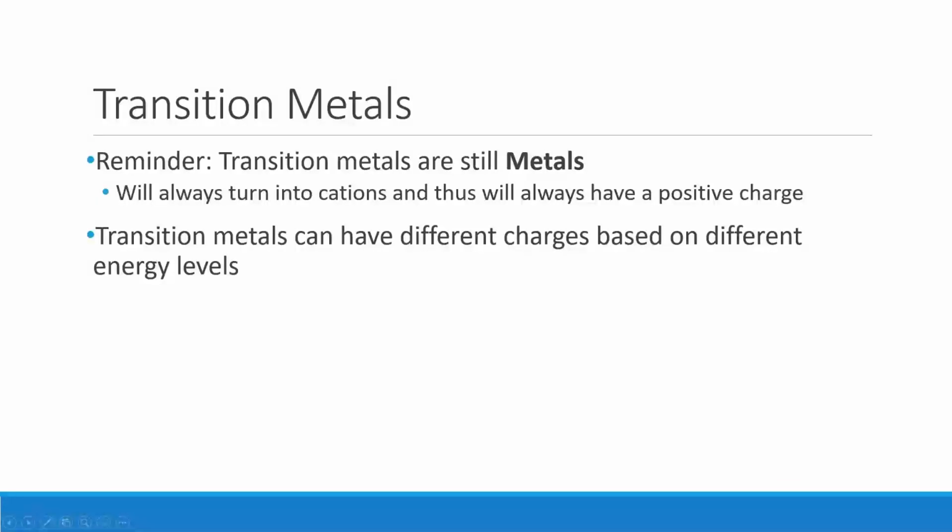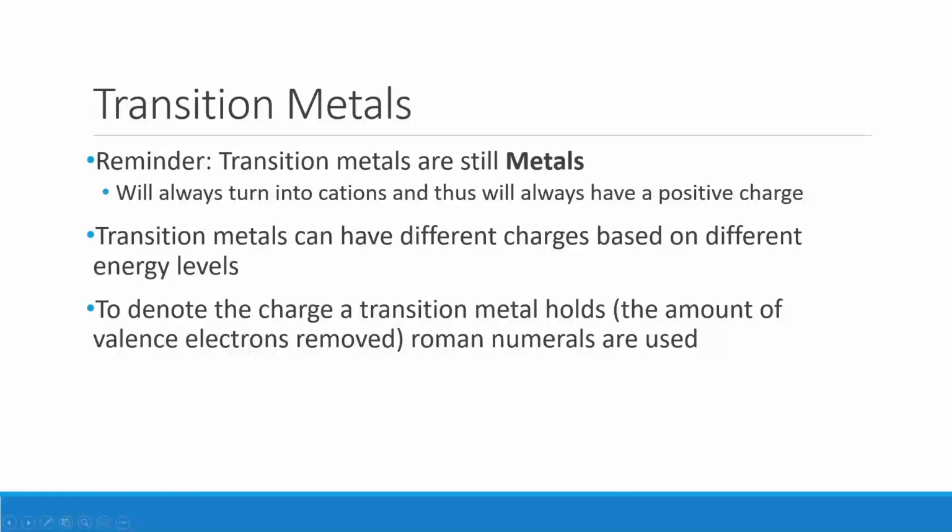Now, as previously stated, the transition metals are going to have different charges based on different energy levels. We're not going to get into the nitty-gritty of that. That's for another lesson, mainly in electron configuration. But just know that transition metals can have different charges. And the way that we denote that is by adding a Roman numeral next to the name. So when you write the name of a transition metal, immediately after you write its name down, you'll place a Roman numeral right next to it. That Roman numeral will directly tell you the charge that that transition metal holds.